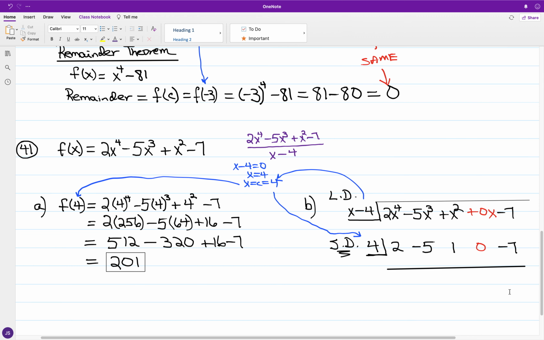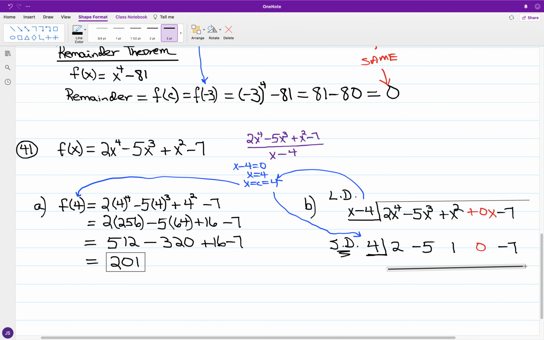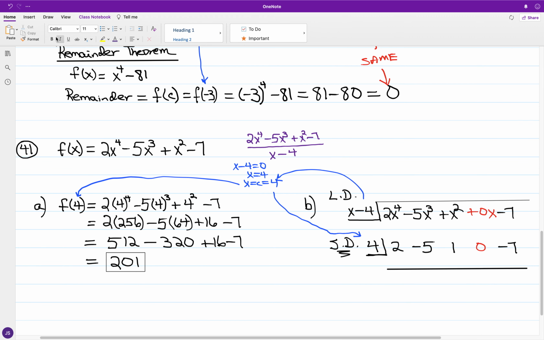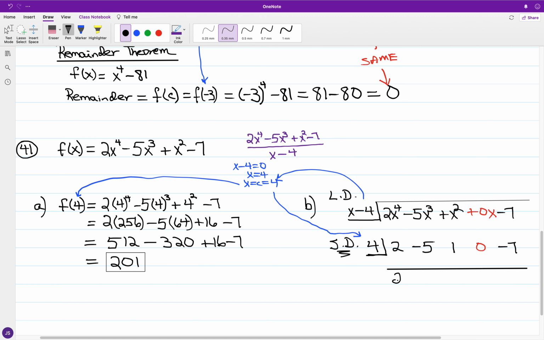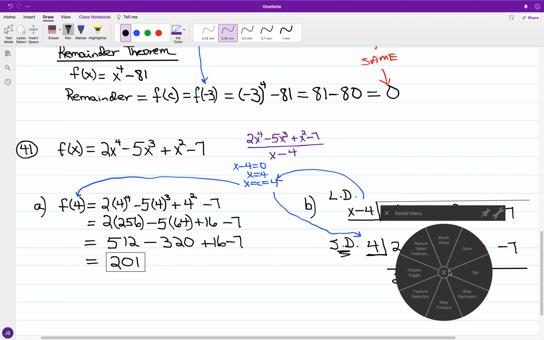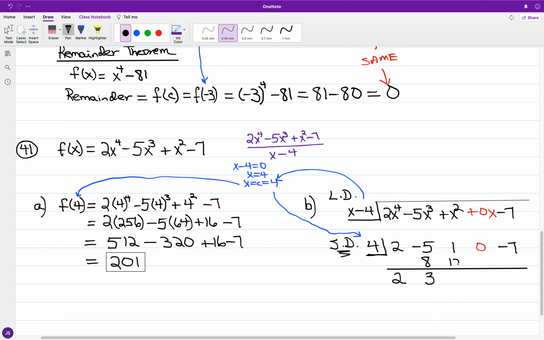And so we have the synthetic division. So the leading coefficient in the dividend is 2. And it will also be the first coefficient in the quotient. So 2 is brought down. Now we have 4 times 2 is 8. Negative 5 plus 8 is 3. Then we have 4 times 3 is 12. 1 plus 12 is 13. And we have 4 times 13 is 52.